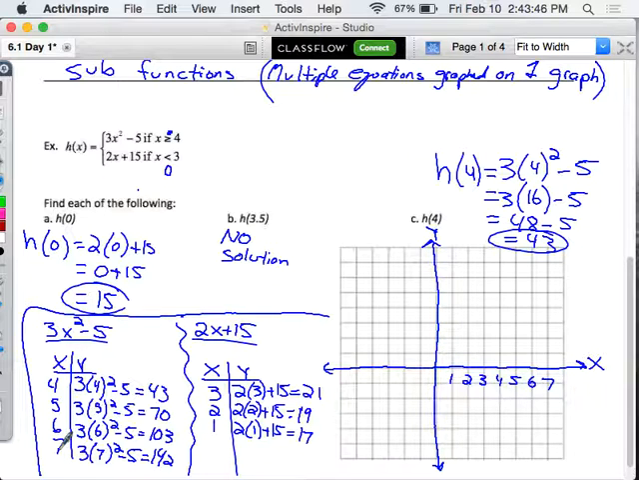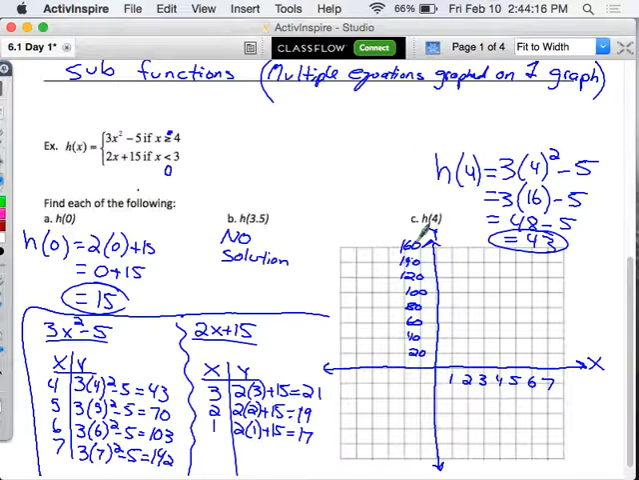And in the y direction, we have to go from 17 all the way to 142. So I'm going to count by 20s. So 20, 40, 60, 80, 100, 120, 140, 160. Okay, now we just simply plot our coordinate points.